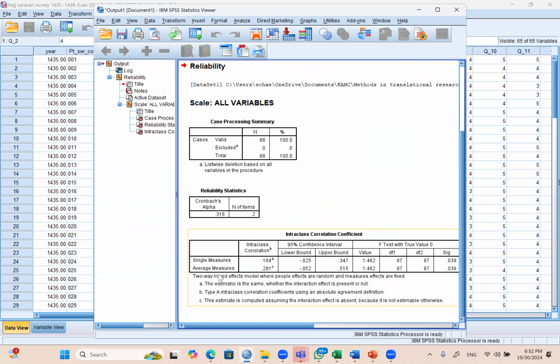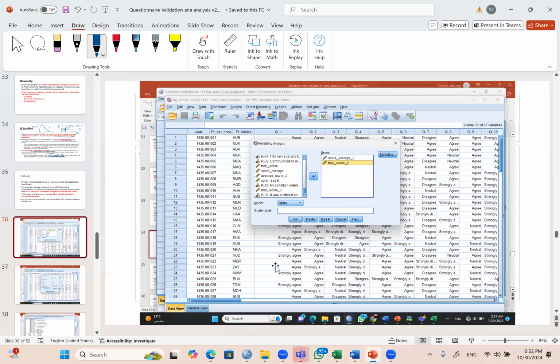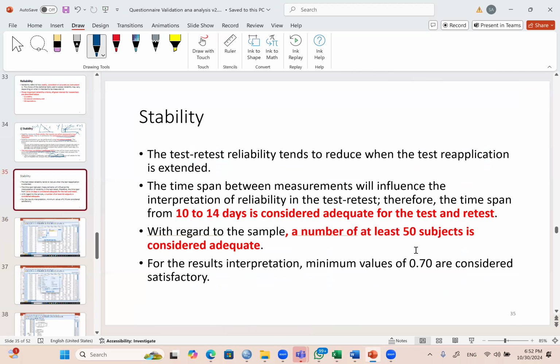Now, here we want to see the intra-class correlation from this figure. As you can see, the single measures intra-class correlation is 0.164. This is very bad. Why is this very bad? Because we are aiming for an intra-class correlation coefficient of more than 0.7.